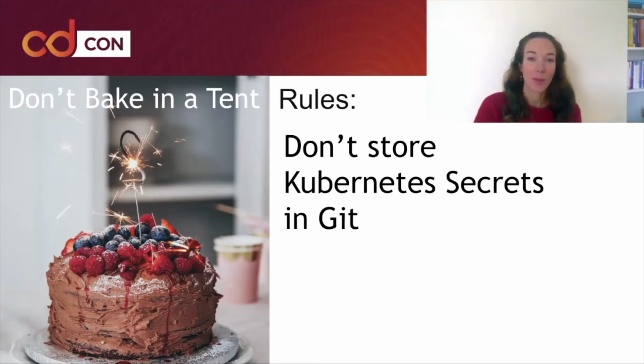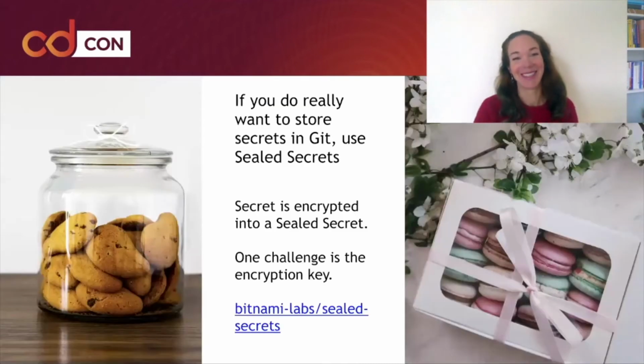But remember, we are dealing with guidelines similar to "don't bake in a tent, unless you're going to bake in a tent, in which case, bake in a tent." So, don't store secrets in Git unless you're going to store secrets in Git, in which case use encrypted secrets.